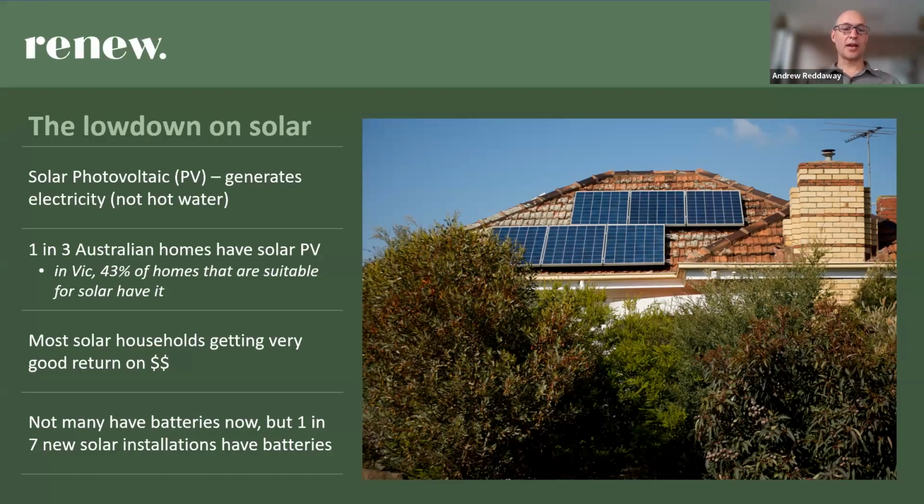But we're talking about the electricity panels today, and quite a proportion of homes already have it in Victoria. That's the stat here saying 43% of homes that are suitable for solar. I'm not sure how that stat was derived, but I guess they're looking at things like apartment buildings and maybe even renters. Most installations going in don't have batteries, and there were some reasons for that, and we'll come back to that later. But solar by itself without a battery generally gives a very good economic return.